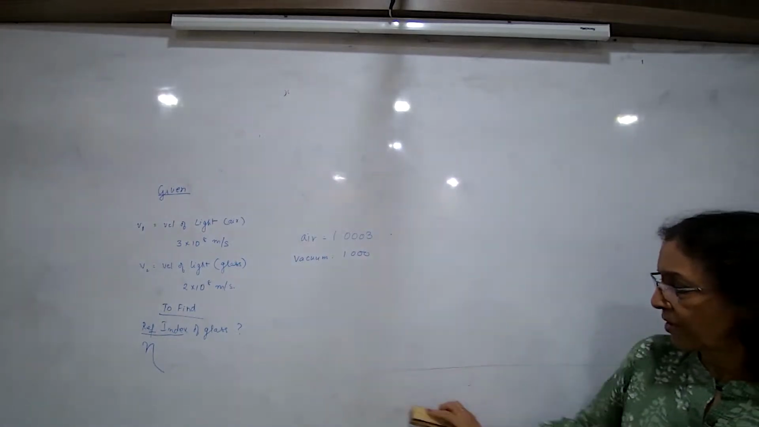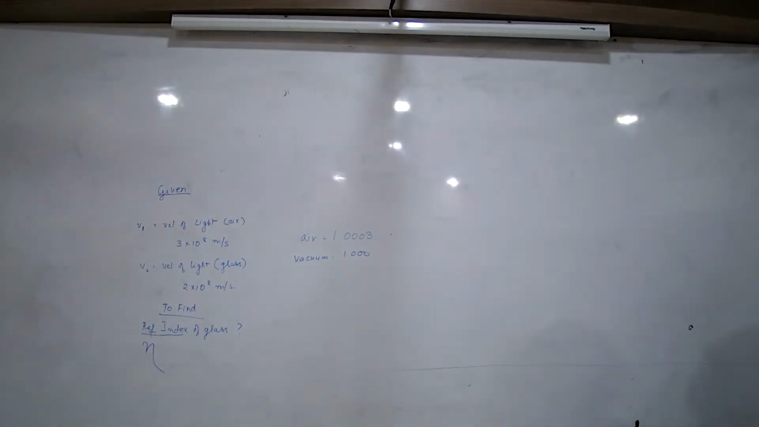Okay, such type of questions you can expect for your exam. Increasing order, decreasing order. Sometimes they will give you light and they may ask you for refractive index. They may give you refractive index and ask for light and so on. Just below the table, please see.